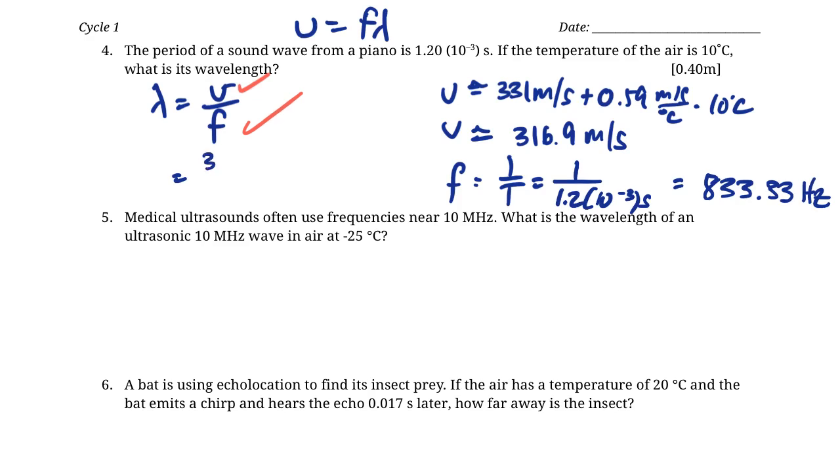So our speed is 316.9 meters per second. Our frequency is 833.33 hertz. If we do that calculation, 316.9 divided by 833.33, we get about 0.38. Rounded to 2 significant digits, 0.38 meters is the wavelength. Okay?